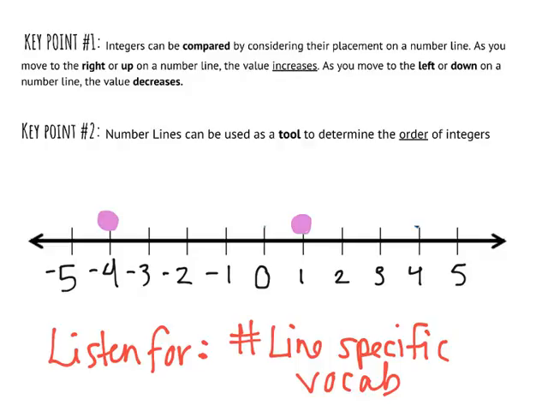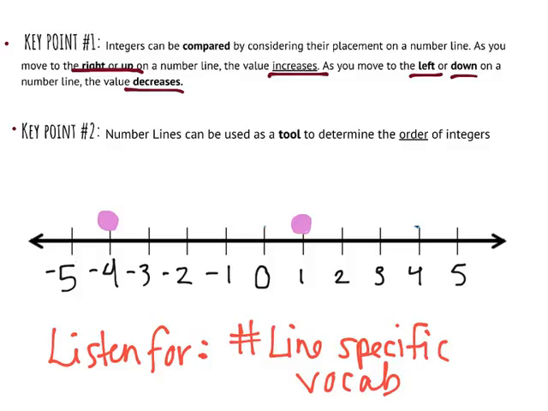Okay, Kipsters, we are going to look at our 3 key points a little more closely and look at a couple examples of how we can put them into practice. So looking at key point 1, integers can be compared by considering their placement on a number line. As you move to the right or up on a number line, the value increases. As you move to the left or down on a number line, the value decreases.